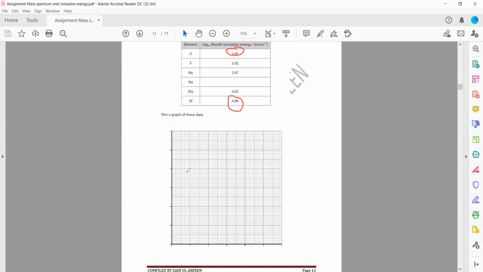And then we have the elements. So what are the elements? We have oxygen, then fluorine, neon, and so on. So how can we plot this result? Oxygen is there, fluorine is there, neon is there, sodium is there. Magnesium is not given. Or we can start with oxygen, fluorine, neon, sodium, magnesium, and aluminum.